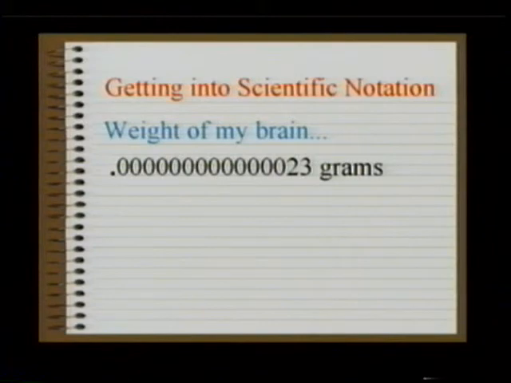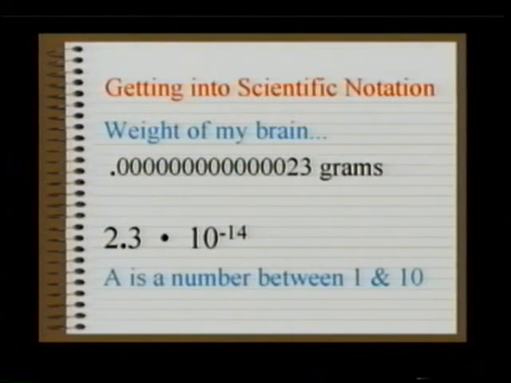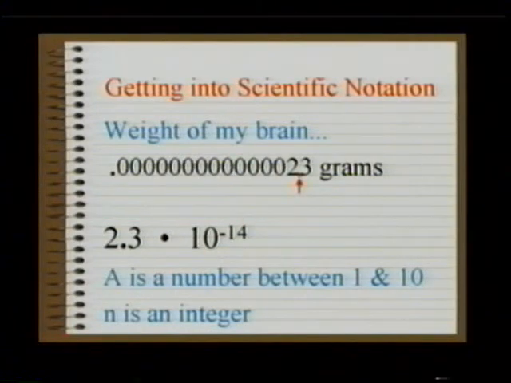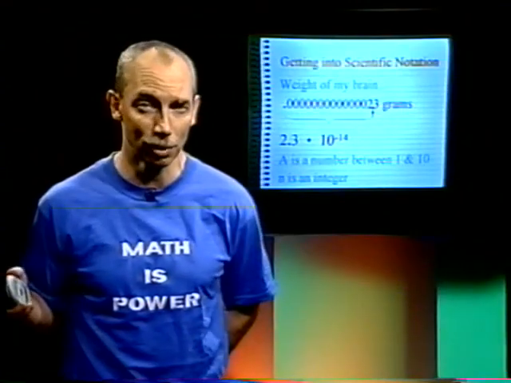Hey, wait a minute. Okay, very small number. I'm going to end up writing it as a number between 1 and 10 times 10 to the minus 14th in this case. I locate where it would be between 1 and 10, in this case 2.3, count the number of places, and I can see where that minus 14 came from. The 14 came from counting the places, the minus because it's a very small number, I think.